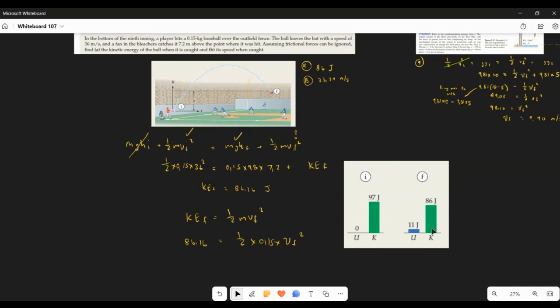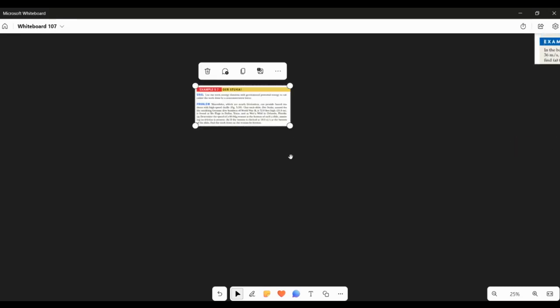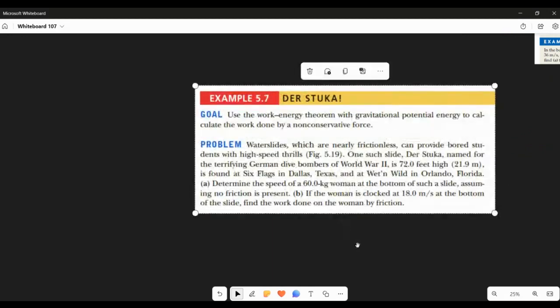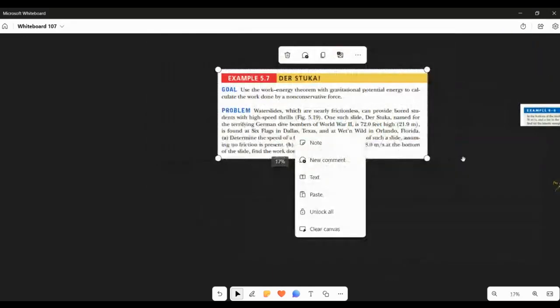Okay, I guess you guys are good. Then we're just going to do the next example, and then you can do the exercise at home. On this one, we'll be using the conservation of energy to find the non-conservative force, which is essentially the friction part here. So this is example 5.7 in the textbook. You're going to have to do exercise 5.7 for homework.